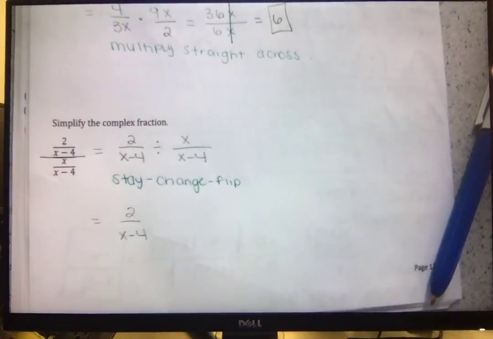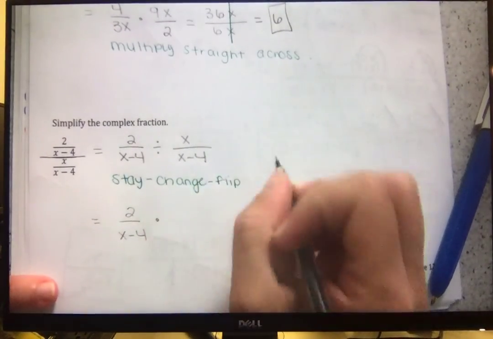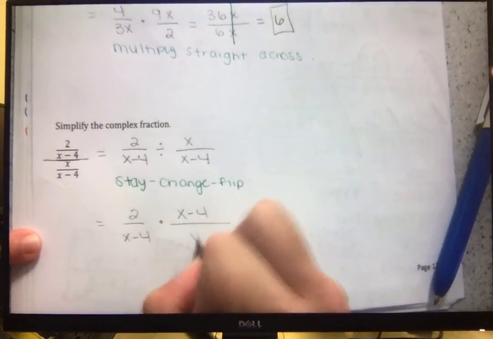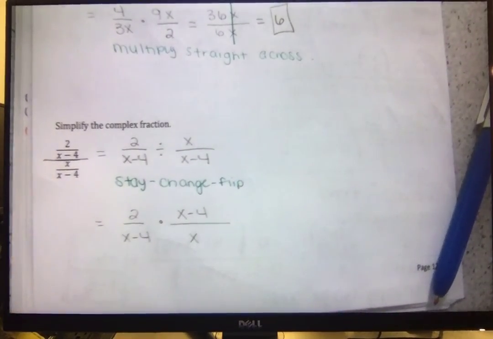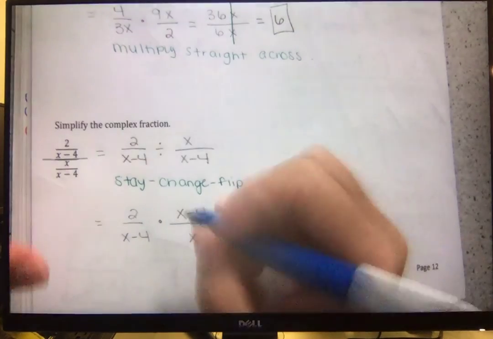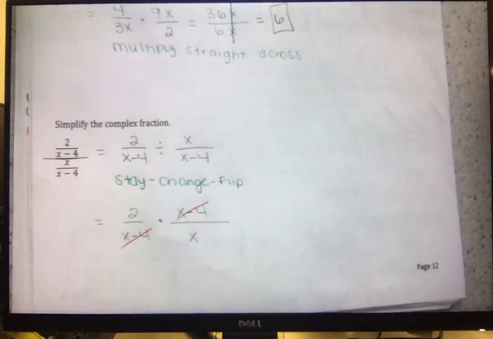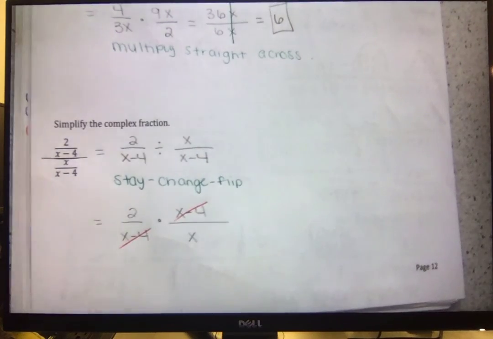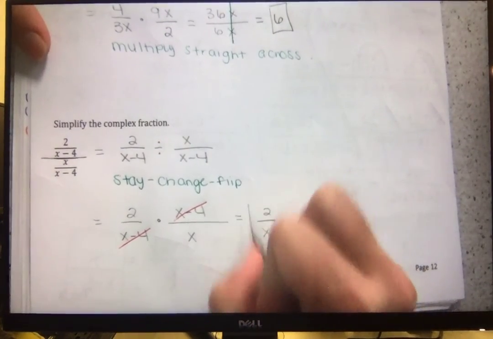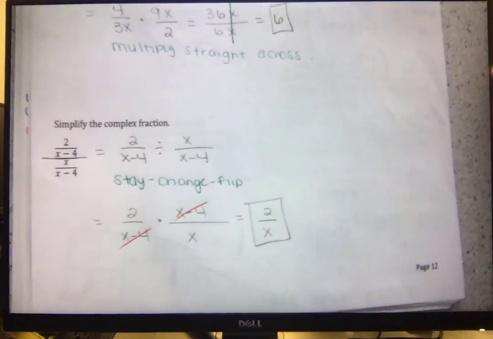Keep the first fraction the same. Change our operation from division to multiplication and flip our second fraction. We are all flipping out. So what do you notice? There's x minus 4 on top, x minus 4 on the bottom, so they cancel out. X minus 4 divided by x minus 4 goes to 1. So what's left over up top? 2 over x. Well, there you go.